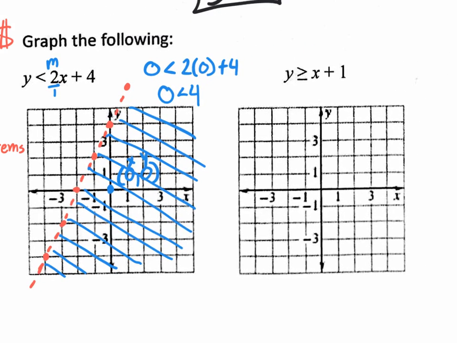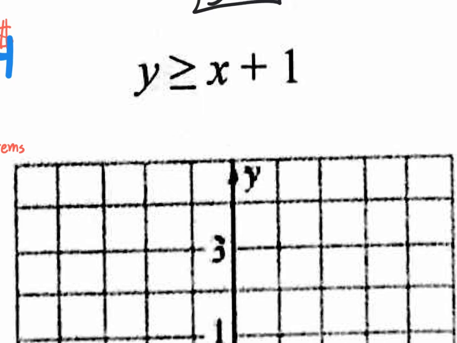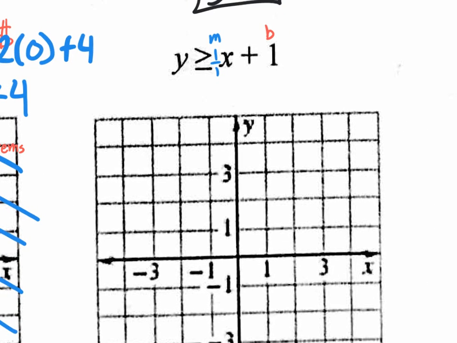The other one's also ready to graph. That one crosses at 1 because it's y equals mx plus b. The b value is 1. The m value is 1 over 1. We might want to just write that in. The slope is 1 over 1, and the b value is 1. So we know that it does cross the y-axis at 1. Put a dot right there.